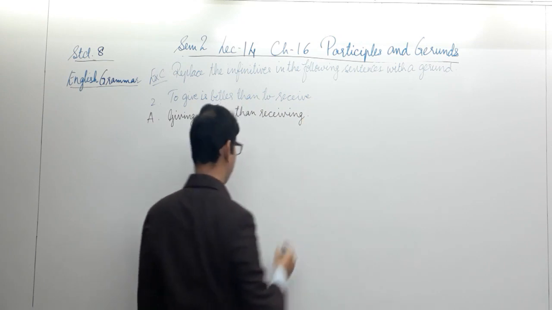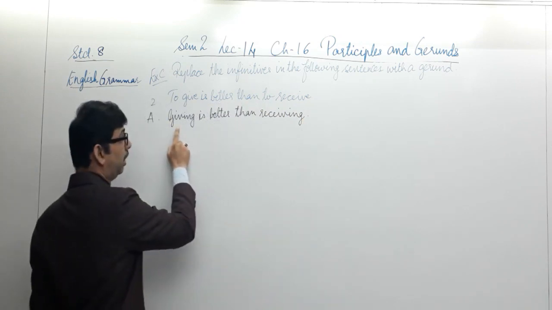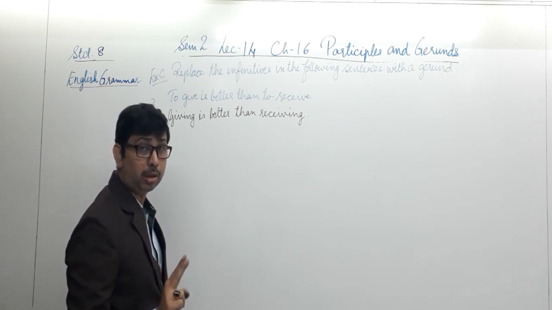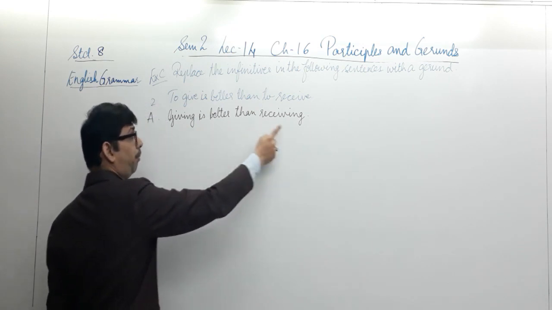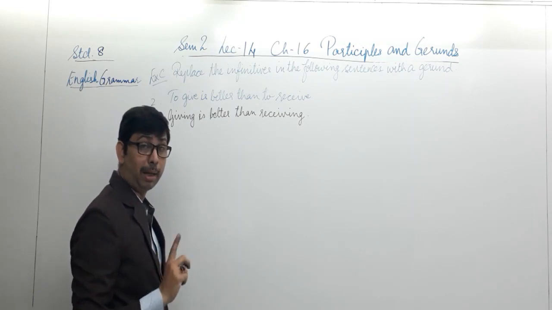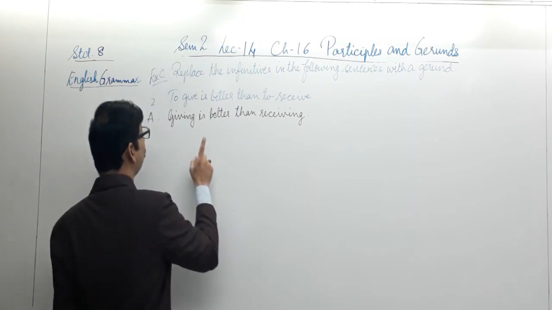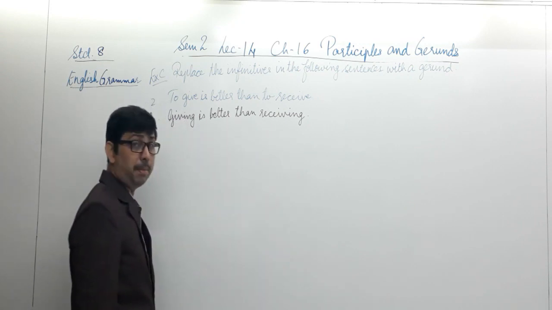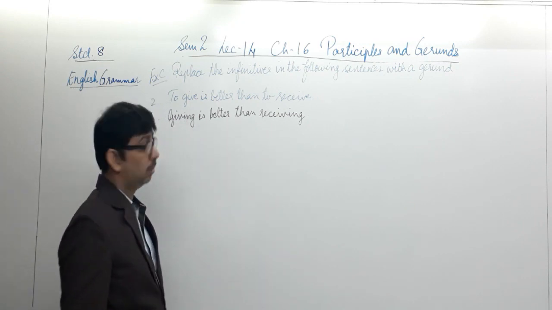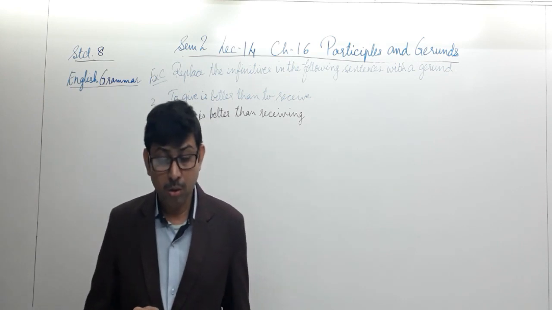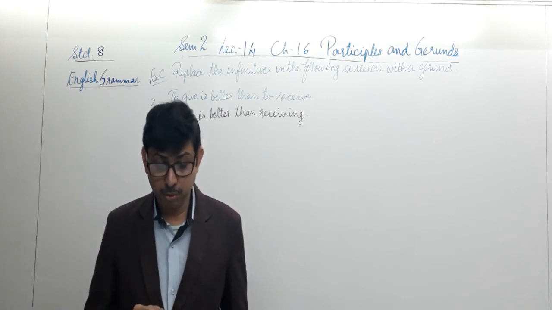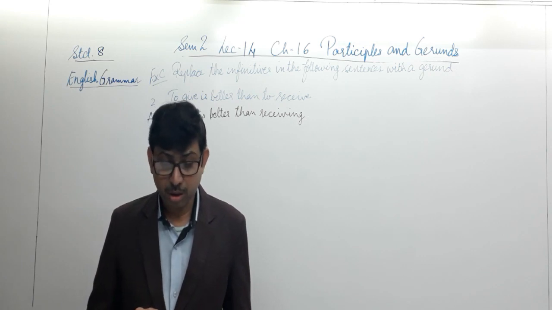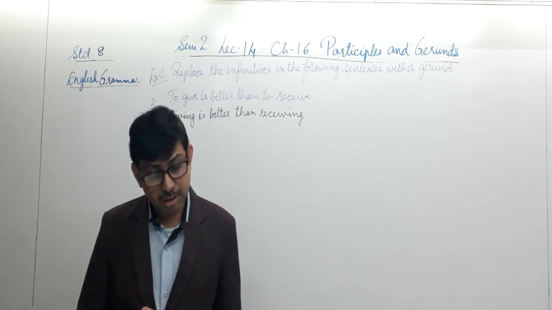Mind about the spelling when you write it. So we have the word giving and receiving as two gerunds used over here. They appear to you as ing form, as present participles, but mind it is gerunds playing different roles over here. Giving as a subject and receiving as the complement of the verb over here. To give is better than to receive. Giving is better than receiving.